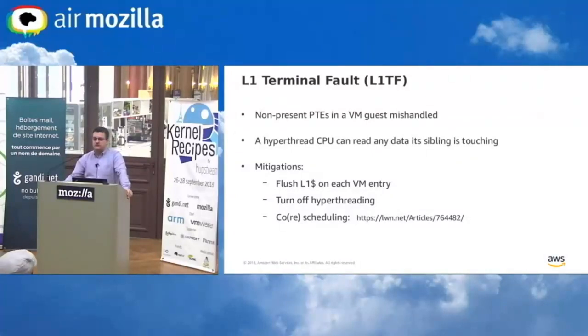I have a question. I'm not sure I understood fully, but you say a VM guest can read its sibling's memory, but it needs to be at the kernel level to control its own page table. That's, no? Yeah, it needs to read, but it does have to be in the level one cache.